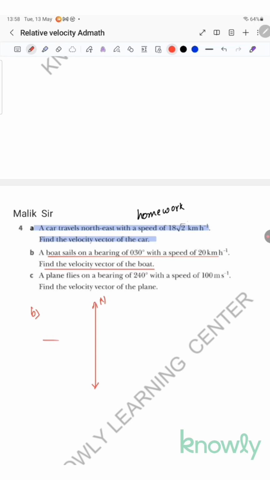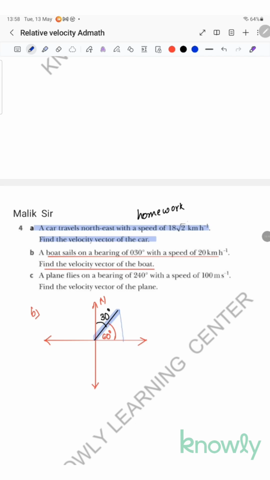So this is North Pole, at the bearing of 30 degrees. So this is 30. Can I say this is 30? But I always say that you have to measure the angle from the x-axis. So this is 60 degrees. So the speed is 20 kilometers per hour over here. So this is 20, right?